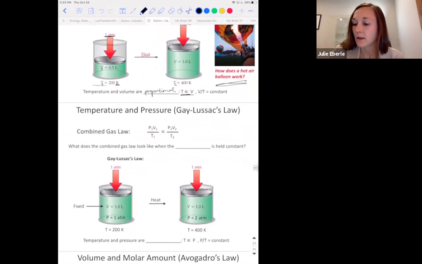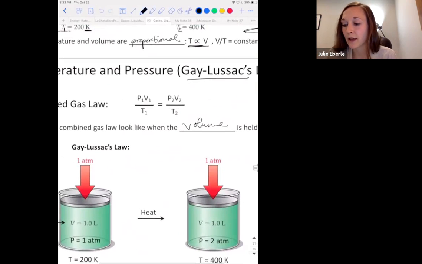So last one, Gay-Lussac's law, relates temperature and pressure. So here we're leaving volume constant. And if we're leaving volume constant, we can delete volume from the equation. What do you get? Can anybody write out Gay-Lussac's law? Just take out volume. So P1 over T1 equals P2 over T2.